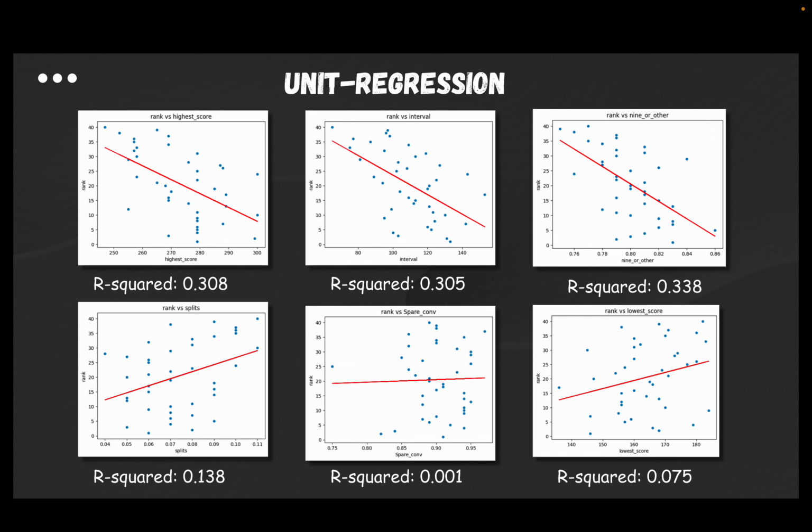The highest score, interval, and 9 other data points show a negative correlation with rank, meaning the higher value corresponds to a better ranking. On the other hand, spare conversion has no significant correlation, and the lowest score and split show positive correlations. Although these trends are evident, the R-square value suggests a weak correlation.